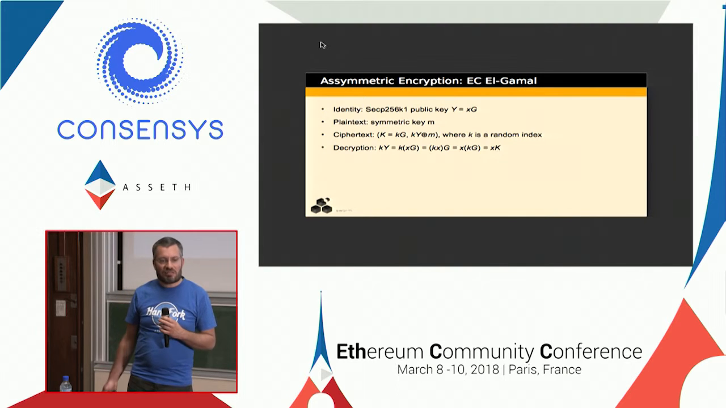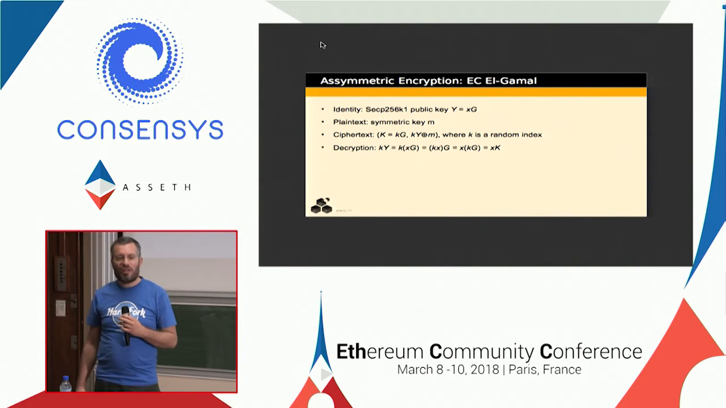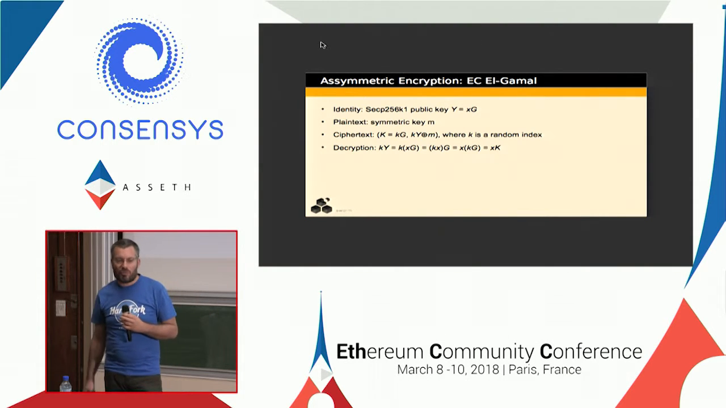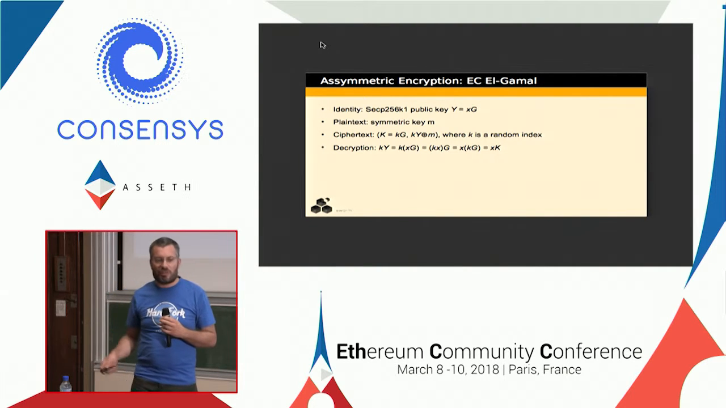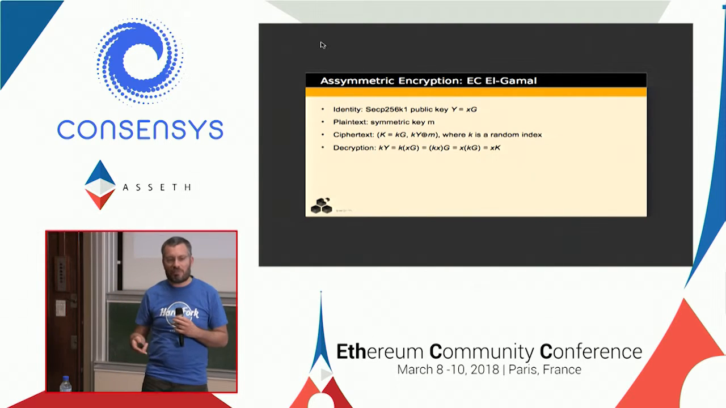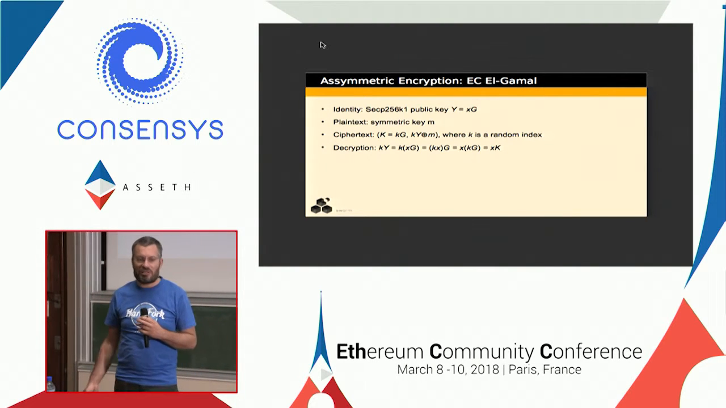The plaintext is the symmetric key. So the only thing that you encrypt using ElGamal is the symmetric key that we used in the previous section. And the way we encrypt it is: we generate some random k. We multiply a generator point by that k. And the ciphertext is going to be a pair, which has this capital K point, which is the generator point multiplied by the random index.